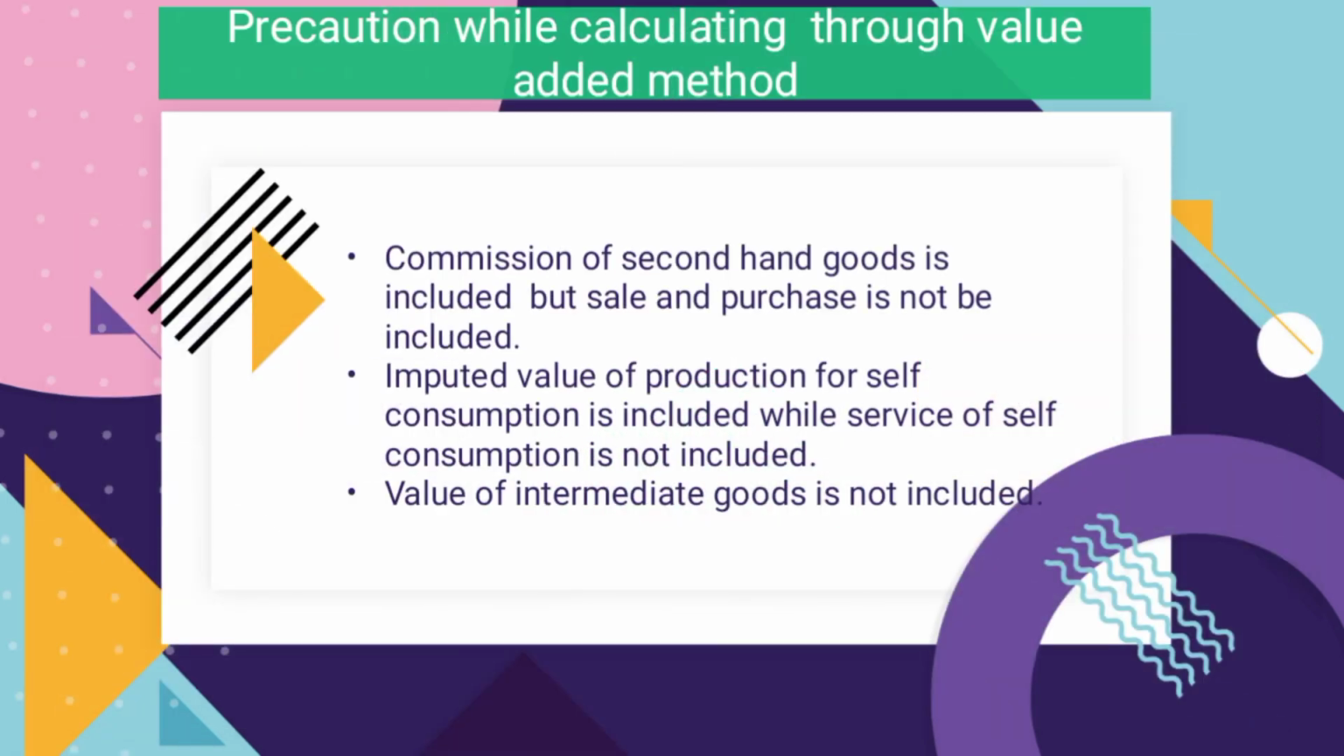While calculating by the value added method, we have to take some precautions. Commission on second hand goods is included, but the sale and purchase is not to be included. Imputed value of production for self consumption is included, while service of self consumption is not included. Value of intermediate goods is not included, as we have seen in our formula also.